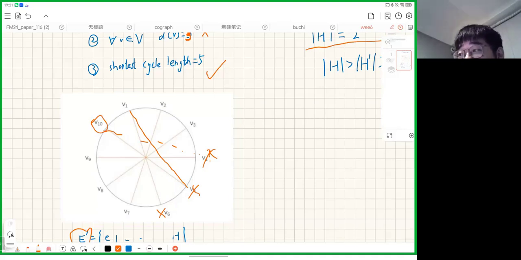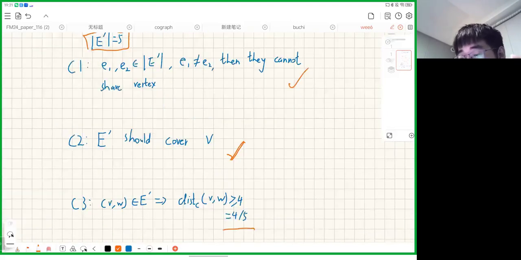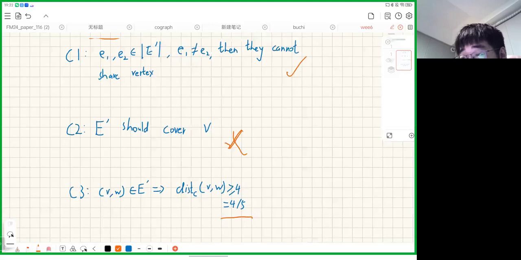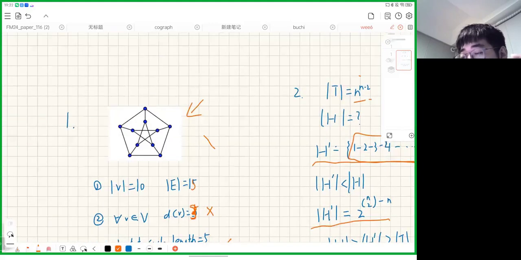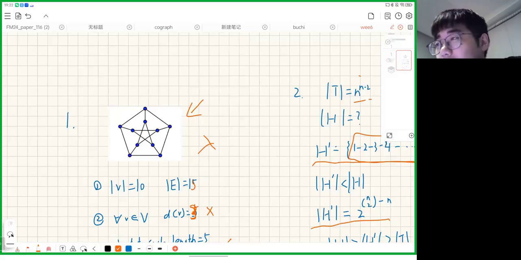Then can we connect to other vertices? Of course not, they have distance smaller than 4. Then it means we cannot use V10. That contradicts the earlier claim. So the Petersen graph is not a Hamiltonian graph. Okay, we are done for question 1.